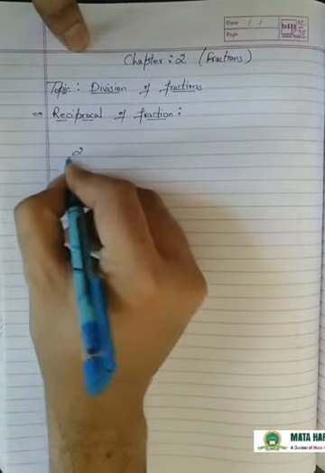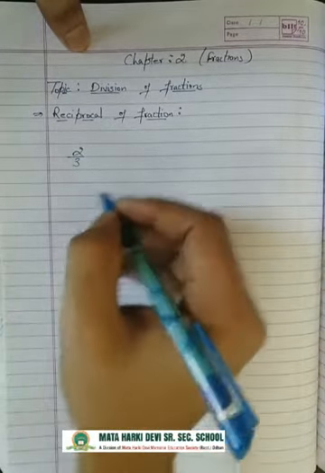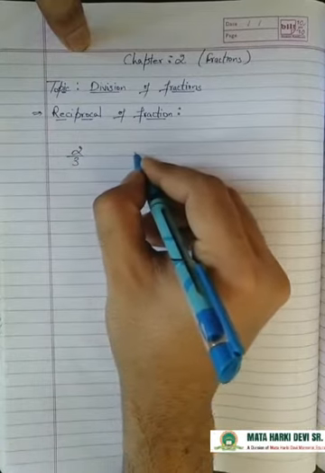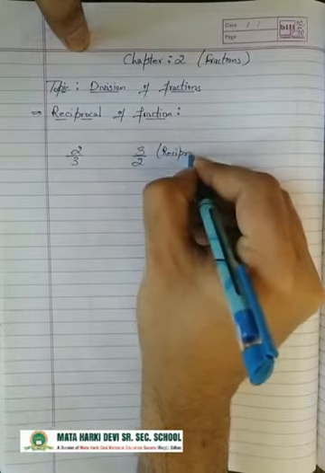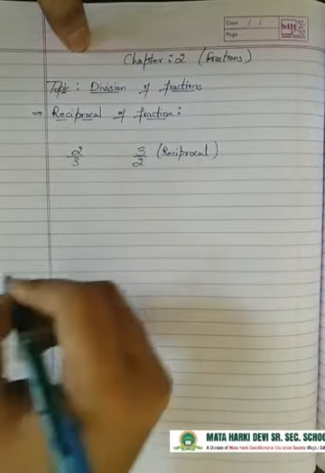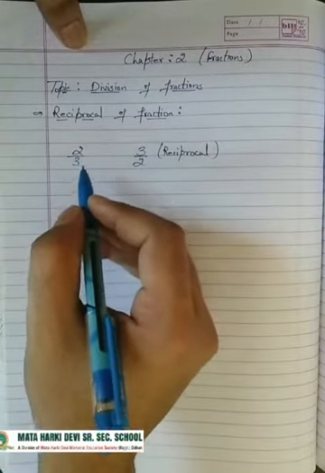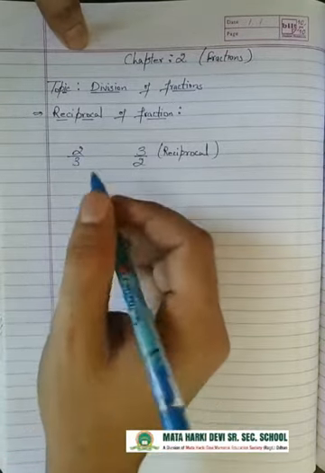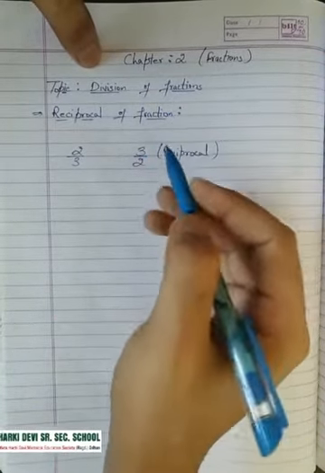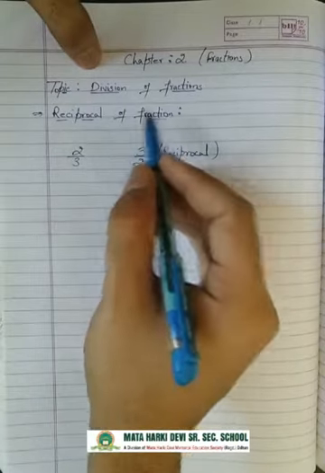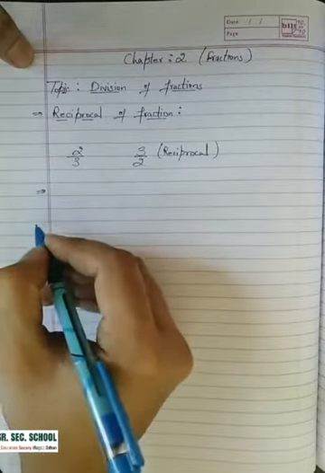For example, our fraction is 2 by 3. So what is the reciprocal of 2 by 3? The reciprocal of 2 by 3 is 3 by 2. It is very simple. We just change the position of numerator and denominator. Division of fractions is a bit like multiplication, but you have to add just one step, that is the reciprocal of the fraction. Okay, let's start this topic with an example.